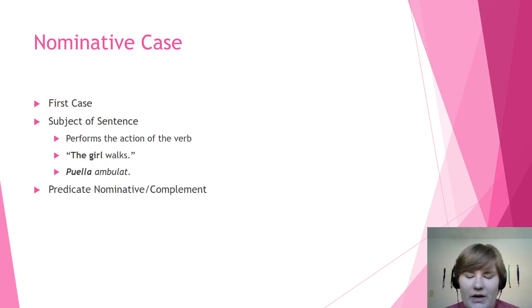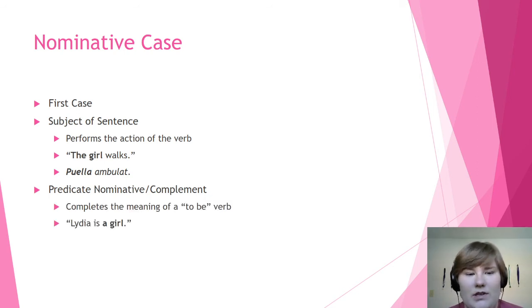Okay, another way that we can use this is what's called the predicate nominative, or what's sometimes called a complement. This is going to be used with a verb of being, a state of being. And you'll see what I mean when I give you the sentence. Lydia is a girl. Now, Lydia is the subject, right? But on the other side of the verb, we have what is essentially like a second subject, right? It's a descriptor. It's complementary to the subject. It's a nominative in the predicate.